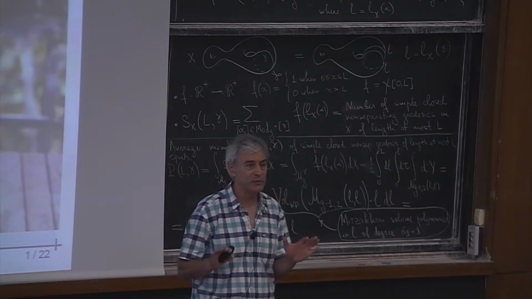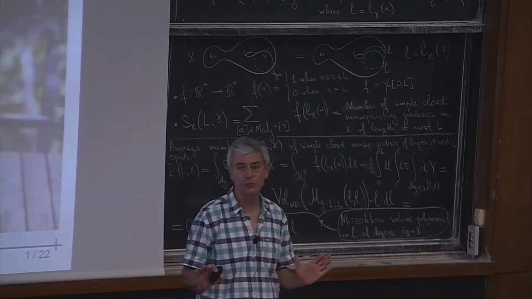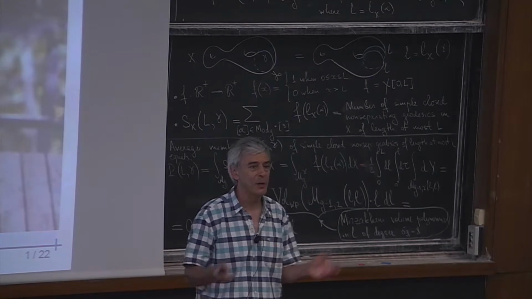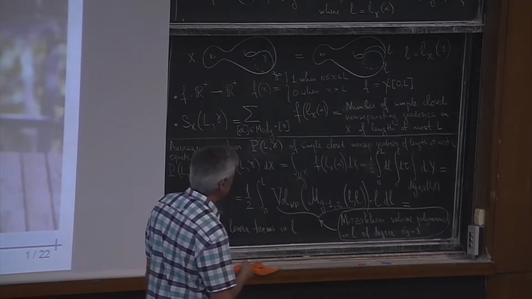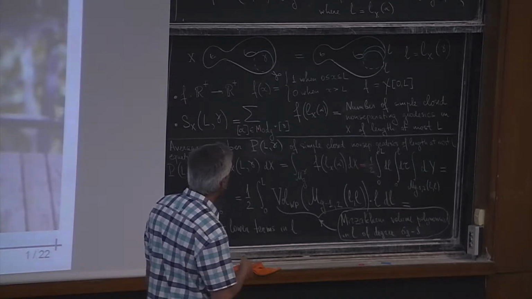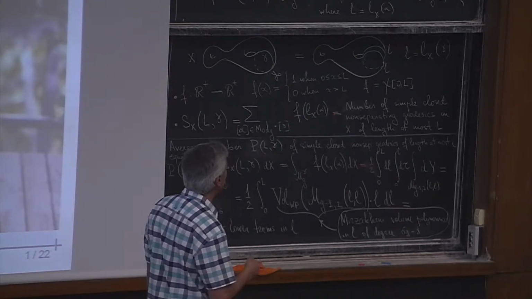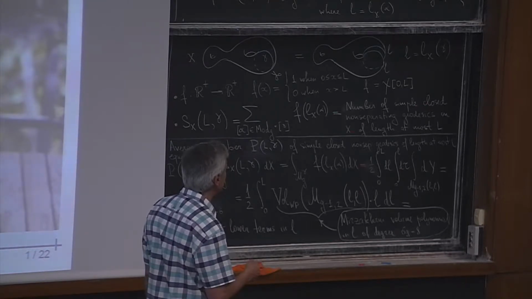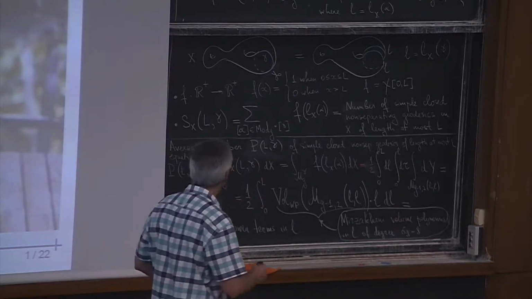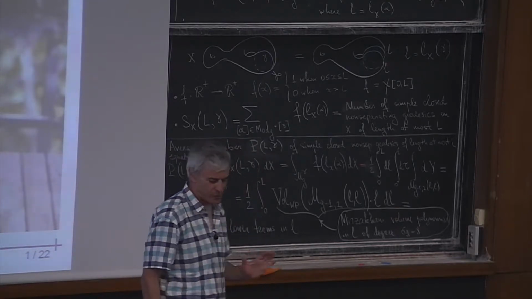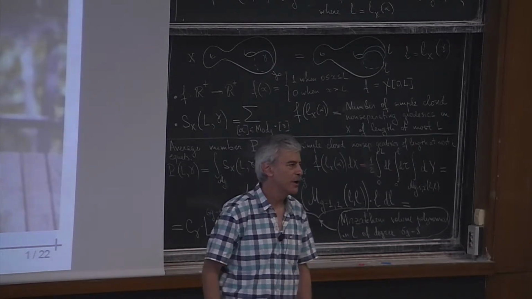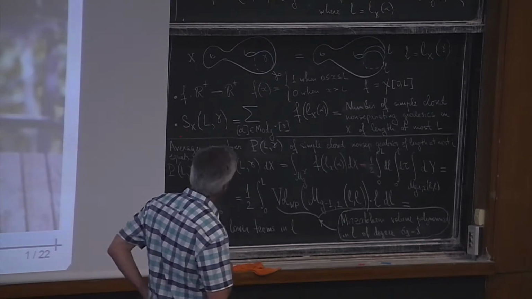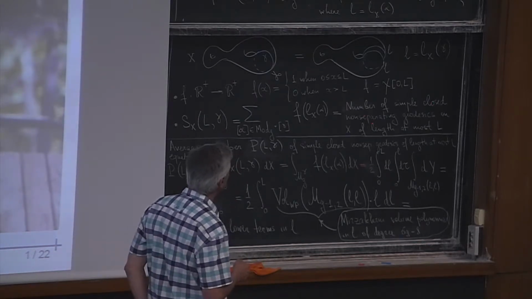Here I prefer to slow down for a second. This is important for me. Up to now, it was just notations. So does everybody agree with this line, that this is the number of simple closed non-separating geodesics on X of length at most L? Right? Cool.